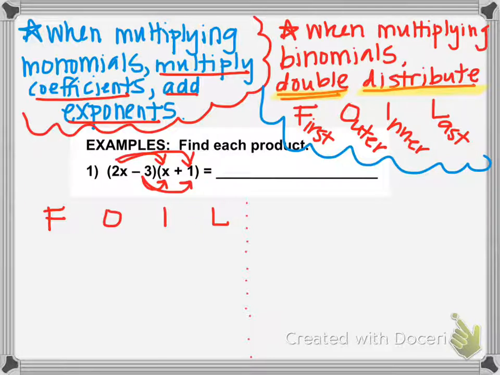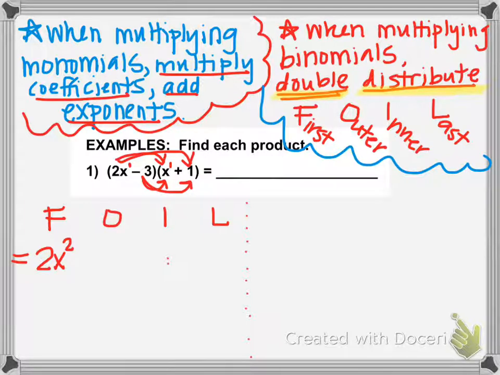Now the steps for FOIL are like this. We'll first multiply the 2 first terms in both parentheses. That's the 2x times the x. Now if you want to add the little exponents there on the 2x and the x, just so that you remember, that will help you remember to add those exponents when we multiply. So 2x times x is 2x squared. Remember, you've got to add those two ones together. So that's the F, the first terms of both parentheses.